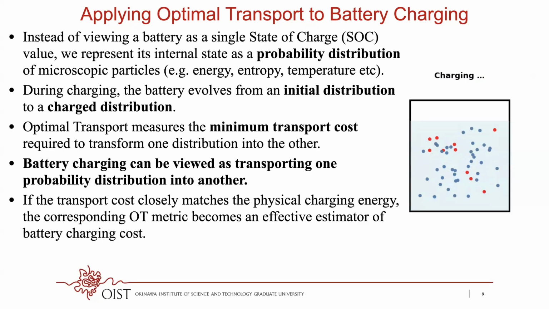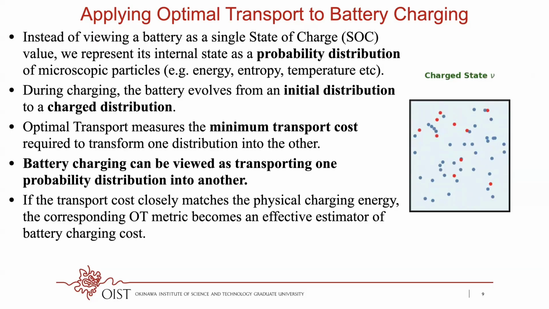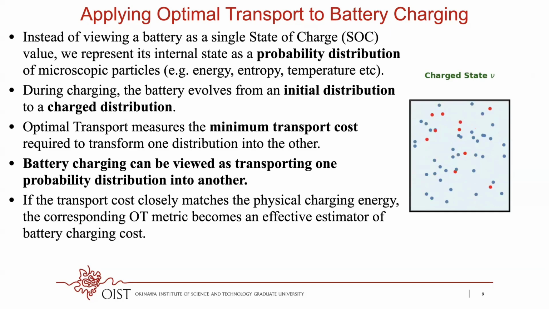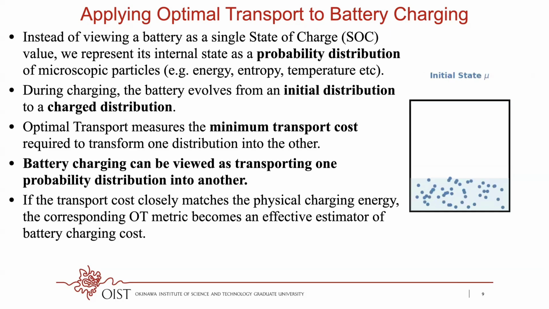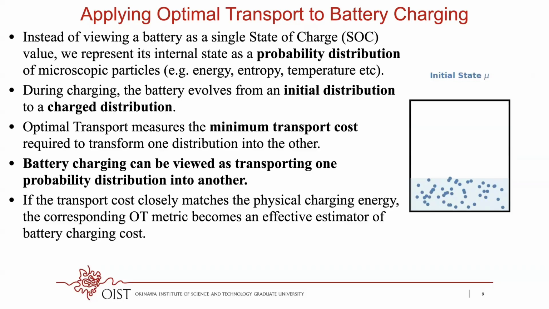So the battery charging can be viewed as transporting one probability distribution into another. If the transport cost closely matches the physical charging energy, then the corresponding optimal transport metric becomes an effective estimator of battery charging cost.